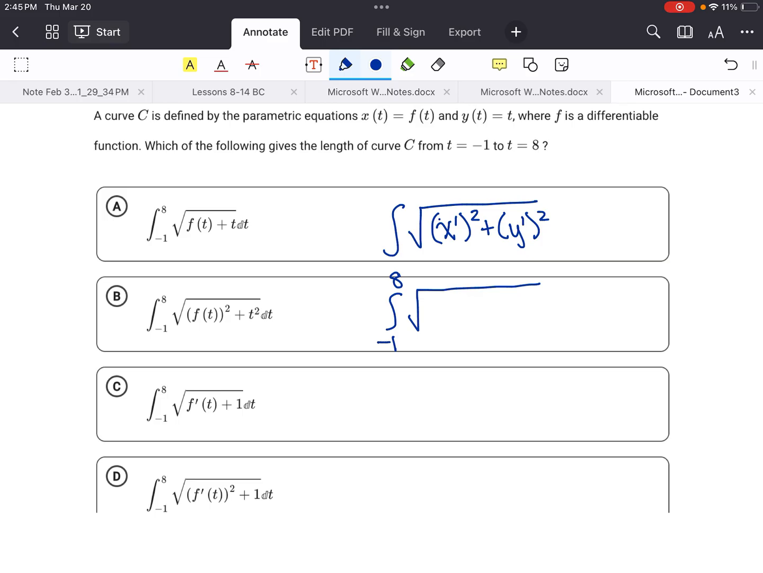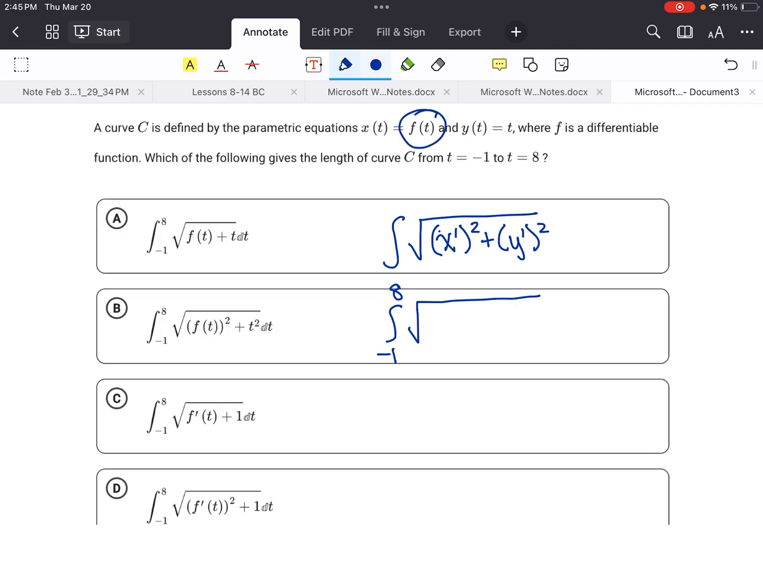So I know x of t is f of t, and I need its derivative, and I need it squared. And then y of t is equal to t. Well, what's the derivative of t? Just 1. So that would be 1 squared, which is really just 1 dt at the end. So that matches answer choice D.